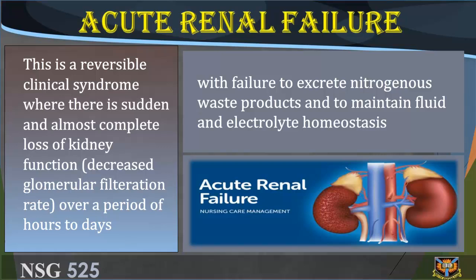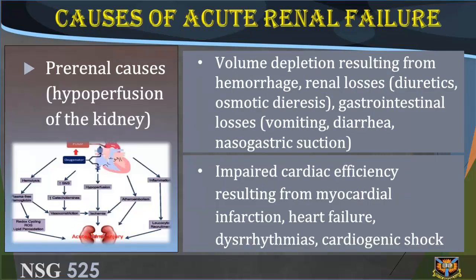Acute renal failure. This is a reversible clinical syndrome where there is sudden and almost complete loss of kidney function, decreased glomerular filtration rates over a period of hours to days with failure to excrete nitrogenous waste products and to maintain fluid and electrolyte homeostasis. Causes of acute renal failure. Causes of acute renal failure are grouped into three categories.